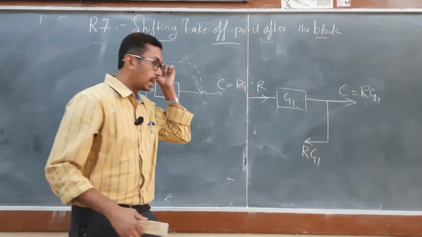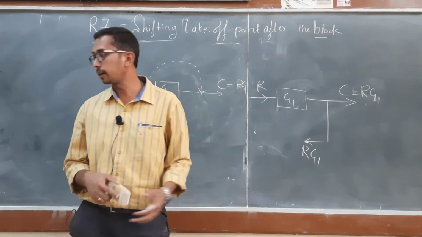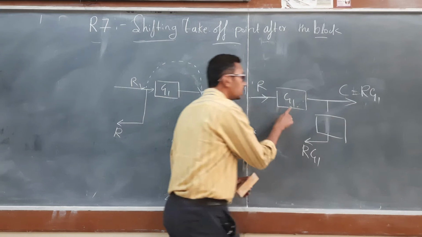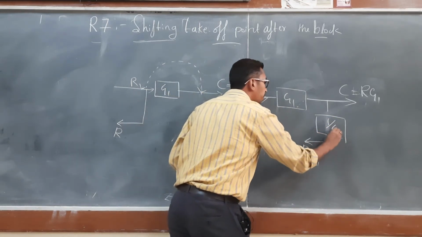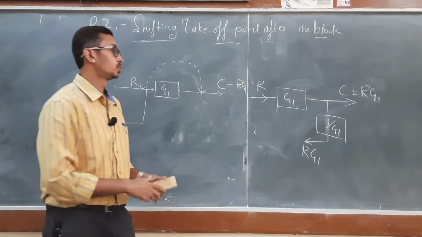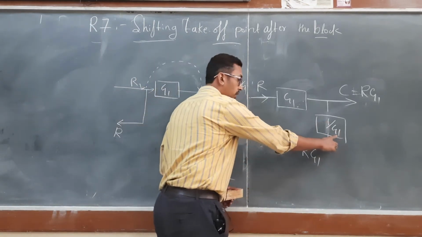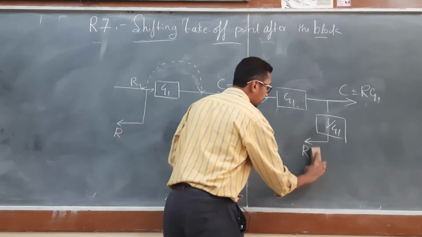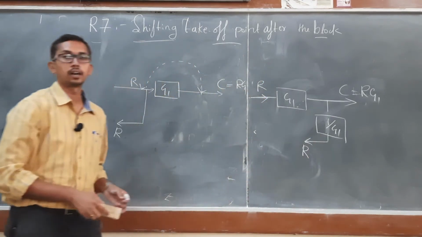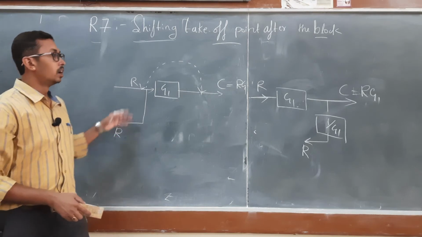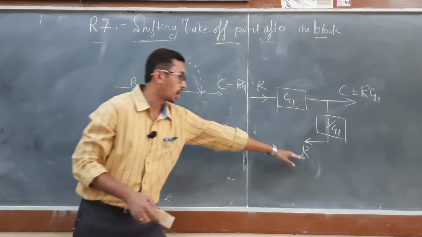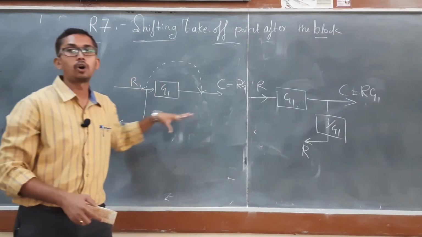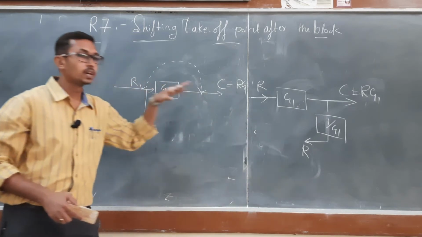So now I need to eliminate this G1. What I am going to do is add a block which is the reciprocal of this block to this feedback signal, 1 by G1. Then what happens? 1 by G1 into R into G1, the G1 gets cancelled. So I am going to get the signal only as R. Here also I am getting the signal R. After shifting the takeoff point after the block, I am also getting R. There is no change in the feedback signal, so the feedback signal is the same here and here.